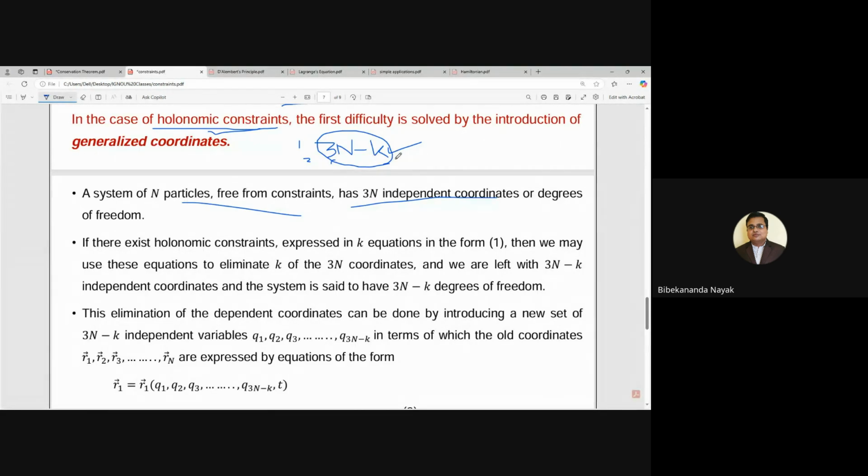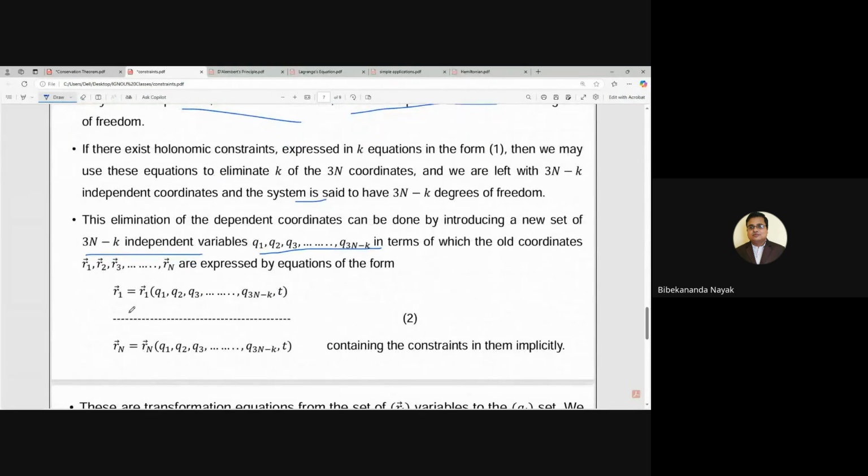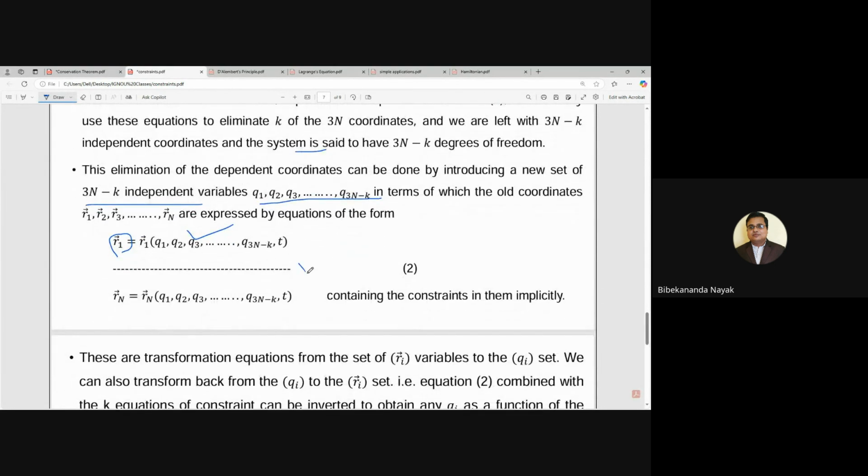A set of independent coordinates, they are not dependent. So elimination of the dependent coordinates can be done by going to a new set of independent coordinates. Generally the symbols are q1, q2, q3, up to q(3n minus k), and we can express our old coordinates using the generalized coordinates, and reversely q1 is a function of r1 to rn and t. These are the connecting equations. R1 to Rn can be expressed as functions of q1 to q(3n minus k), and reversely q1 can be expressed as a function of r1 to rn, up to q(3n minus k) as a function of r1 to rn. Clear?